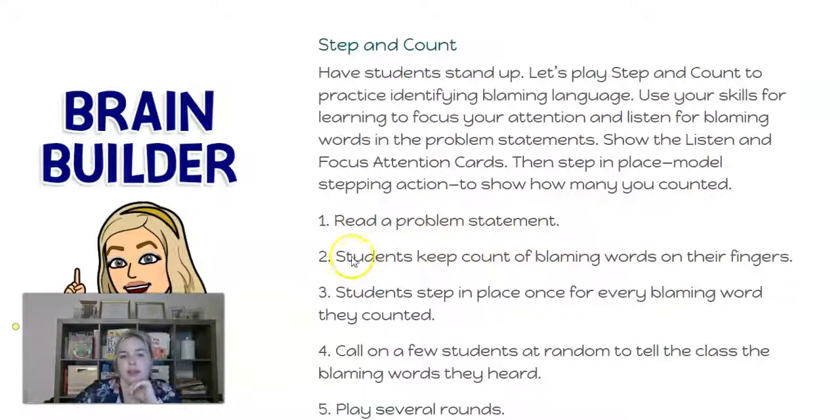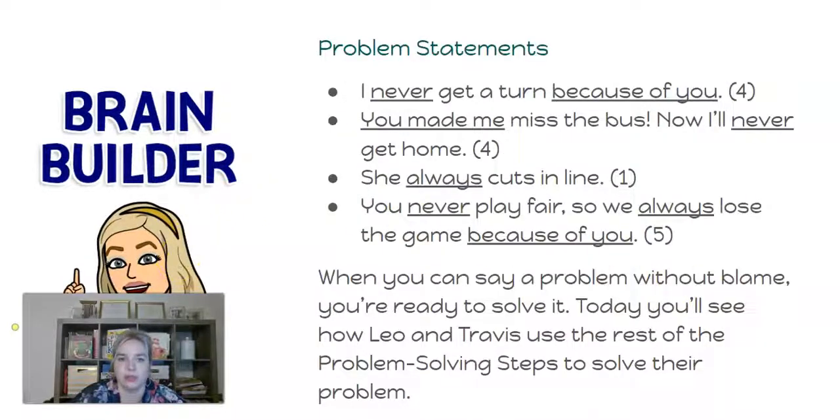We're going to read the problem statement. You're going to keep counting on your fingers if blaming words are there, and you're going to step in place once for every blaming word you counted. Stepping in place would be like standing up and putting your feet on the ground, if you want to do that. Okay, here we go. We're going to do this together. Here's a problem statement, and remember, we are looking for blaming statements. I'll give you a hint, they're underlined. I never get a turn because of you. Because of you. How many did we have right there, guys?